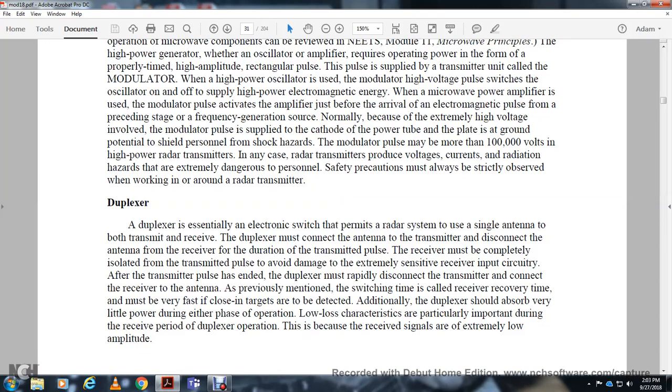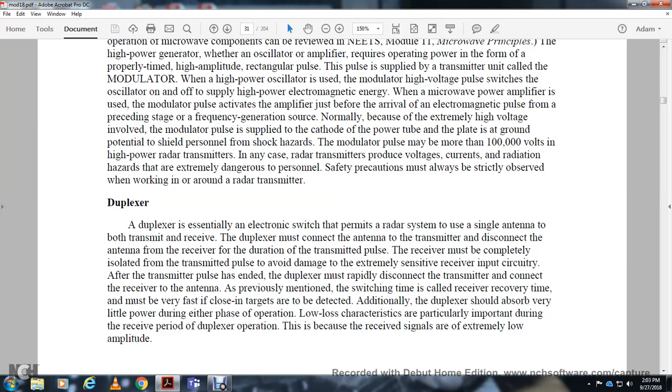The duplexer is essentially an electronic switch that permits a single antenna to be used for both the transmitter and the receiver. The duplexer must connect the antenna to the transmitter and disconnect the antenna from the receiver for the duration of the transmitted pulse. The receiver must be completely isolated from the transmitter to avoid damage to the receiver's extremely sensitive input circuitry. But after the transmitted pulse has ended, the duplexer must rapidly disconnect the transmitter and connect the receiver to the antenna. As previously mentioned, the switching time affects the receiver recovery time, and it must be very fast.